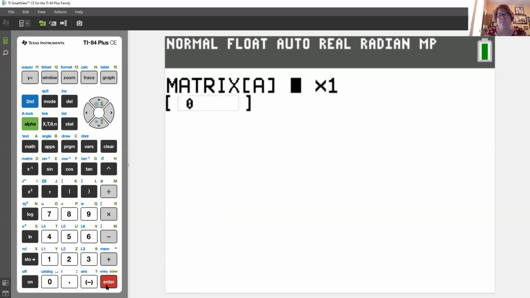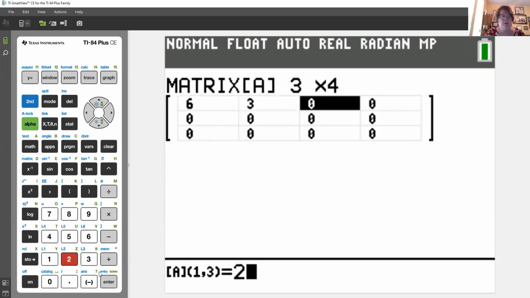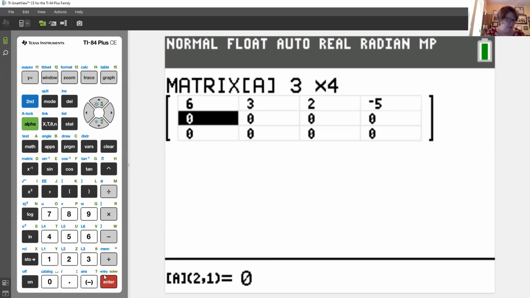So I'm going to hit enter. This is a 3-row, 4-column matrix, so it's a 3 by 4. So 3, enter, 4, enter. My calculator, you can see, has created the 3-row, 4-column matrix for me. Now I just need to input my elements by rows. So my first row was 6, 3, 2, -5.